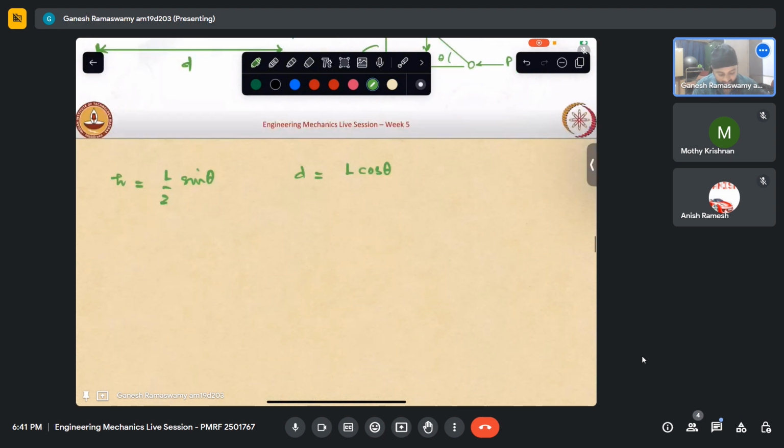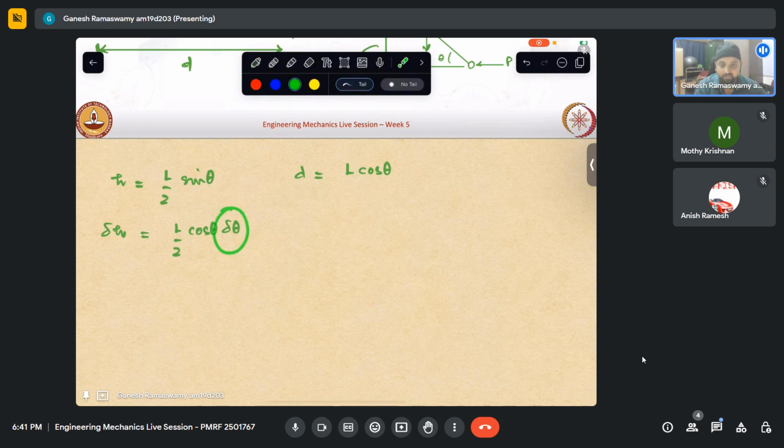Now to do virtual displacement, we will just differentiate this. Delta H is L by 2 cos theta delta theta. So essentially delta theta is the virtual displacement we have given here. Similarly, if I differentiate this, delta D will come out to be minus L sine theta delta theta.